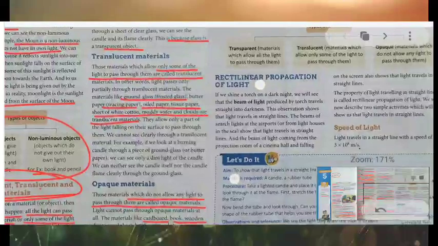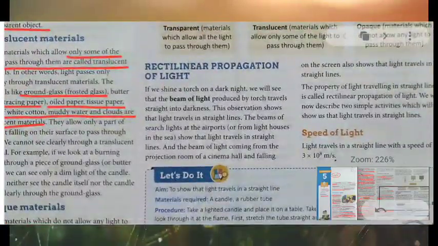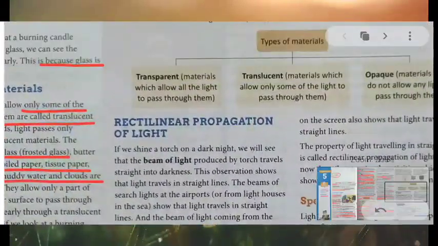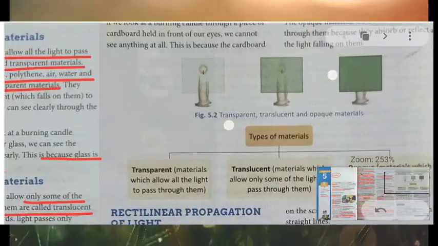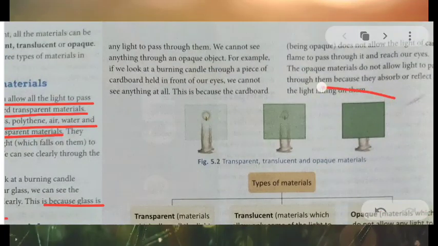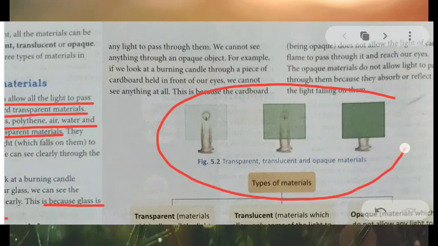Hope that up to this it is clear. Now next we will see another topic, that is rectilinear propagation of light. Here you can see one diagram is given. This diagram will make you clear that this one is transparent, this one is translucent, and this one is opaque. This one is opaque, this one is translucent, and this one is transparent. Transparent you can see clearly, translucent you can see a little bit blurry, and opaque you cannot see anything.